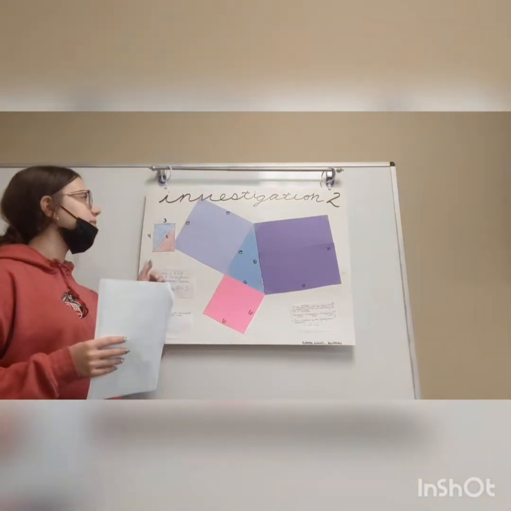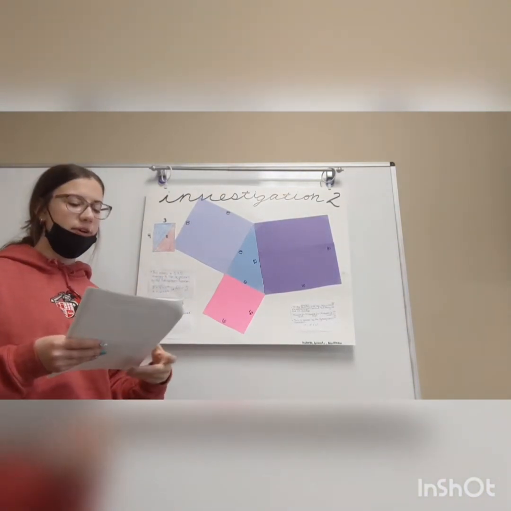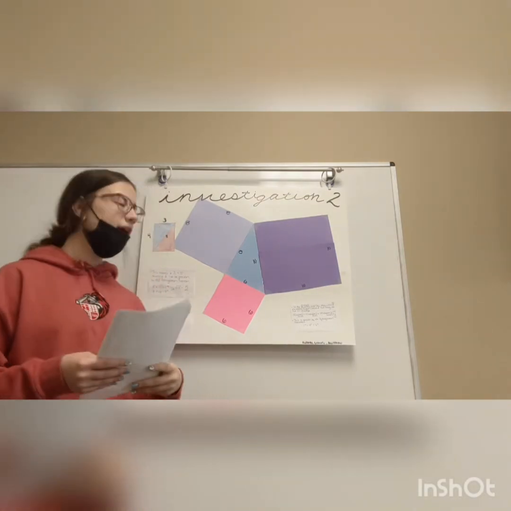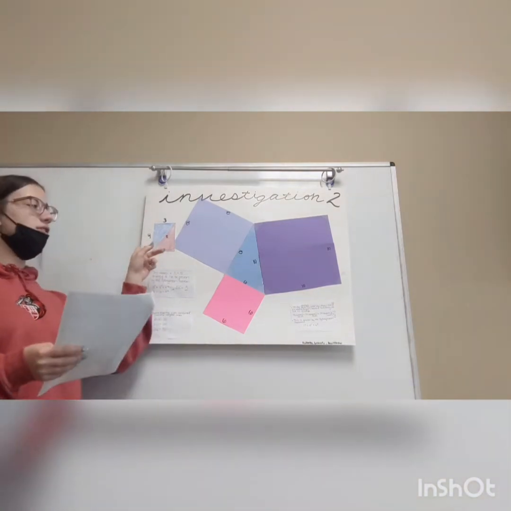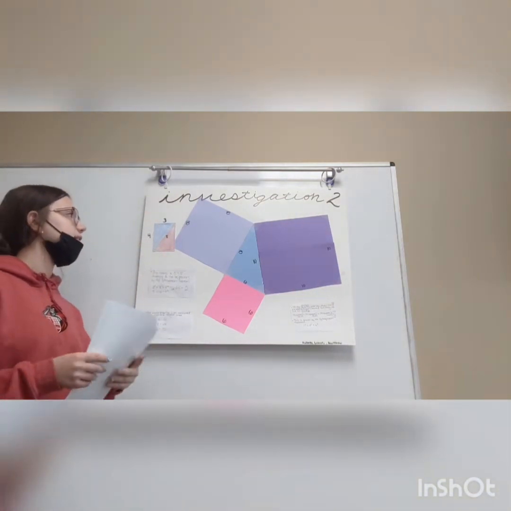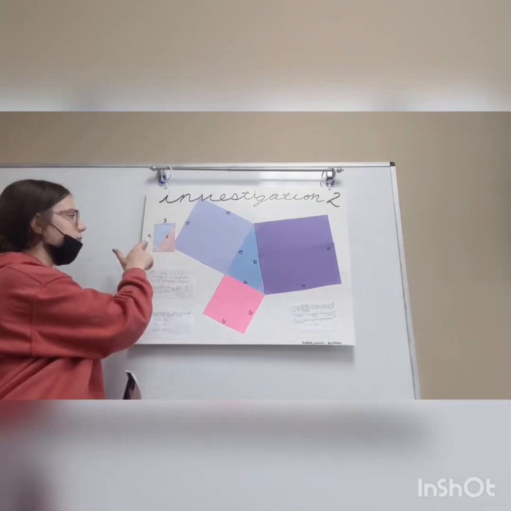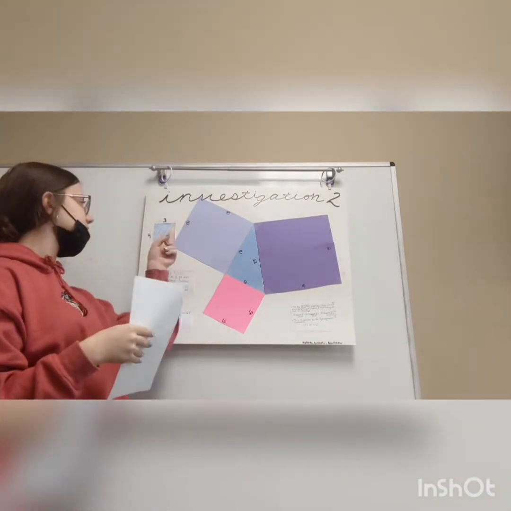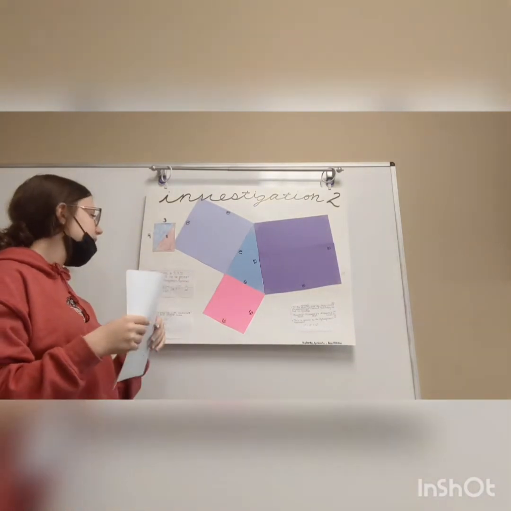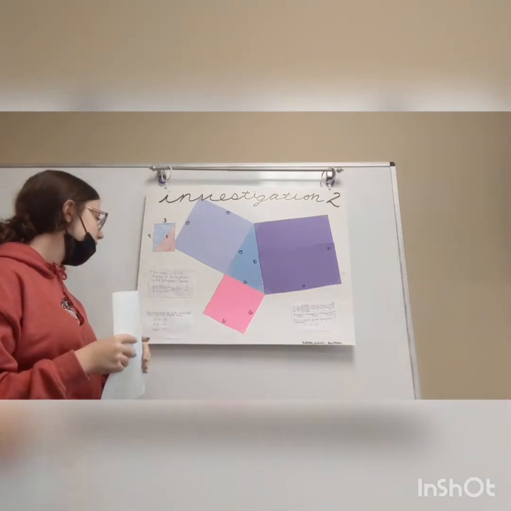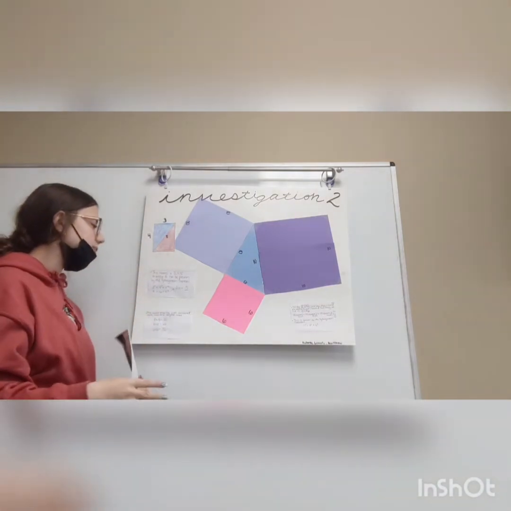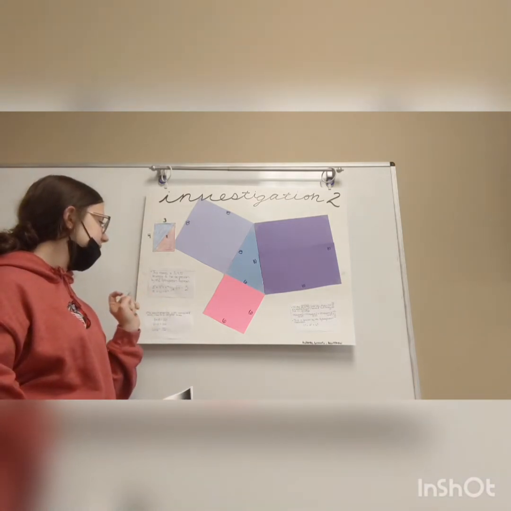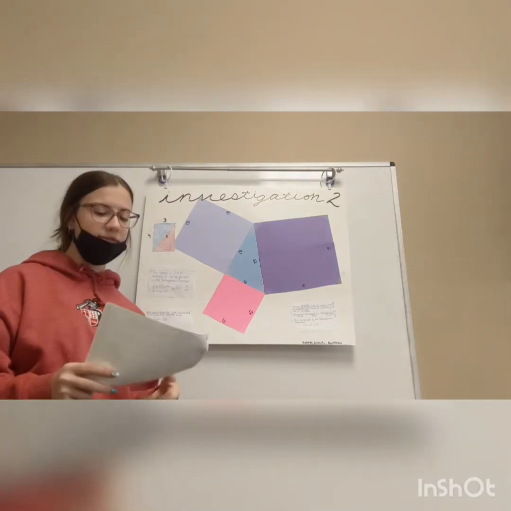Okay, so I have investigation 2, and the first question is what type of triangle is formed when the diagonal brace is positioned across the frame? So the diagram for this is right here, and the triangle that's formed is a 3, 4, 5 because this side is 3 and this side is 4, and we had to figure out what this side right here was, and the only viable option for that is 5, so it's a 3, 4, 5, and it can be proven by the Pythagorean theorem because 3 squared plus 4 squared equals c squared, and 9 plus 16 is 25, and the square root of 25 is 5.